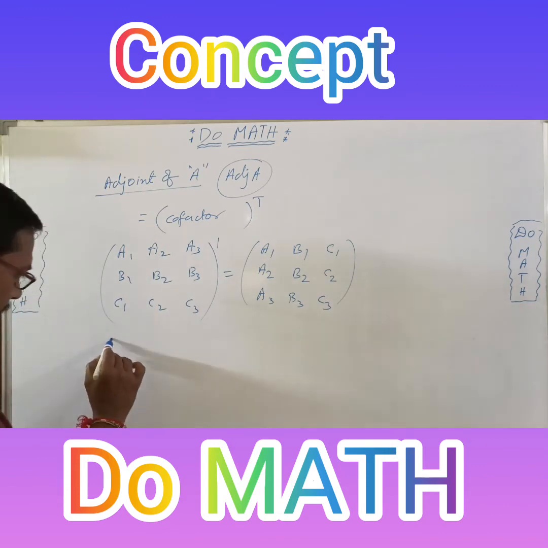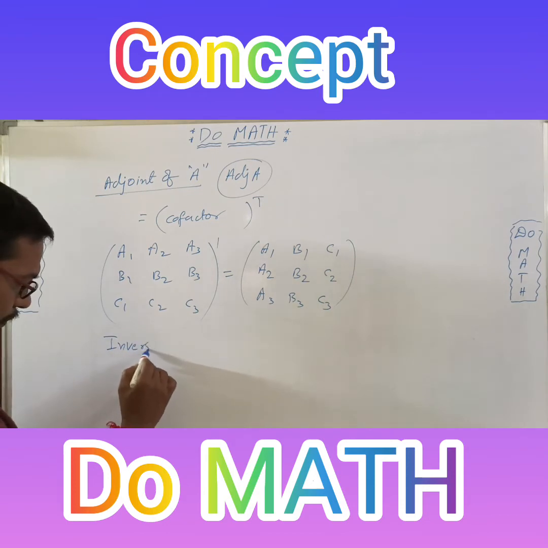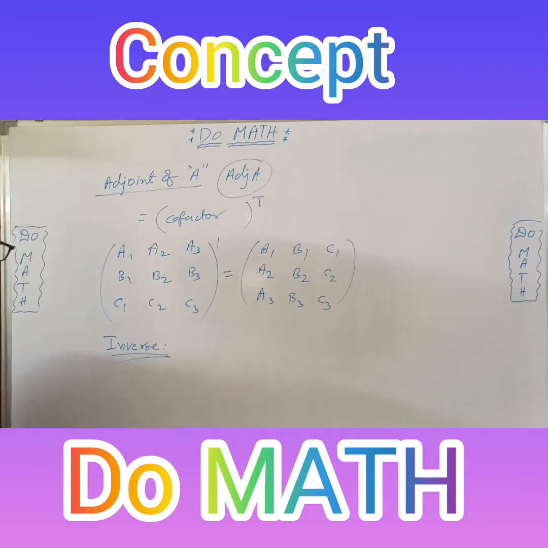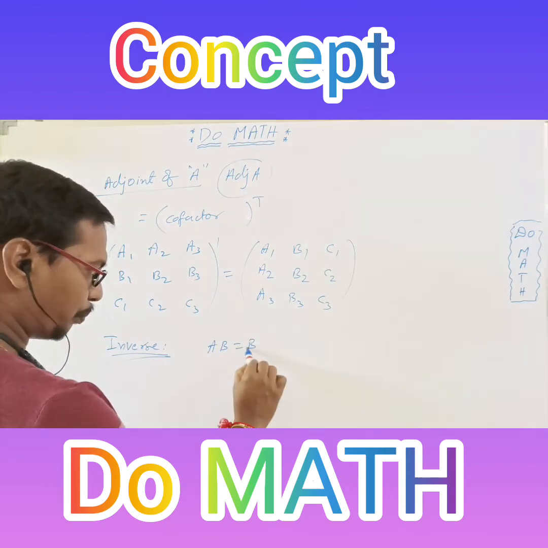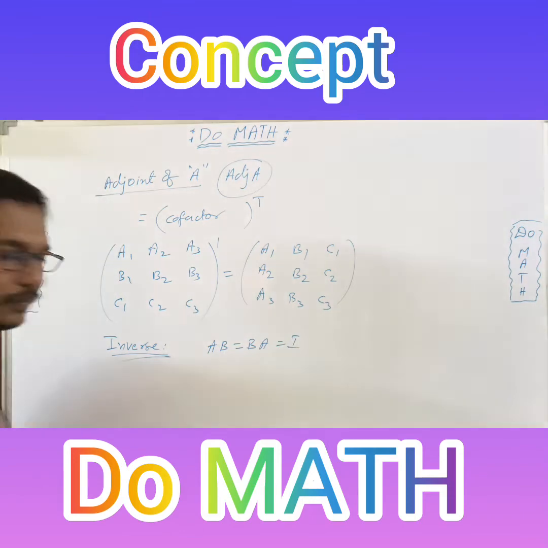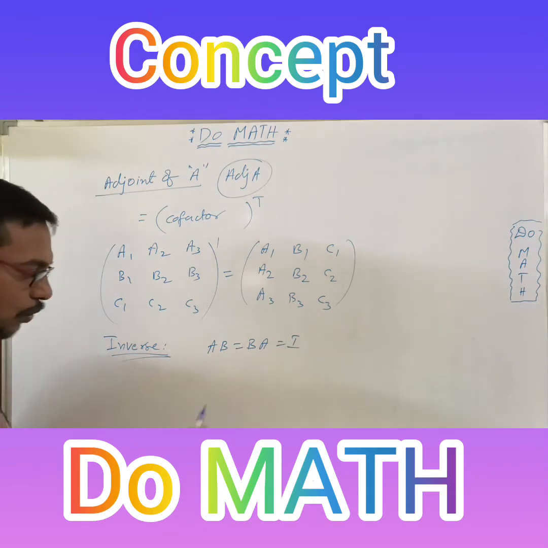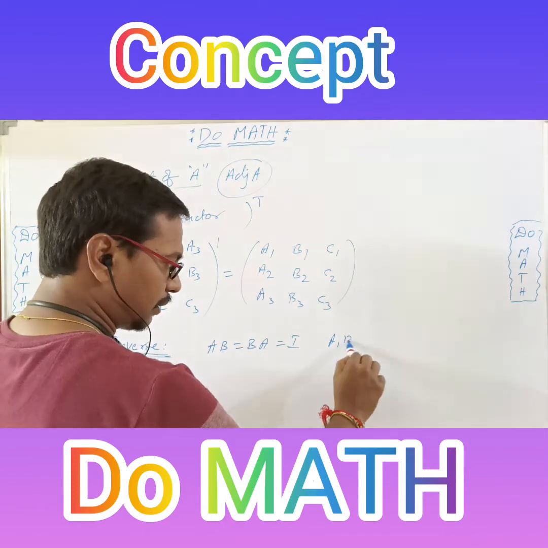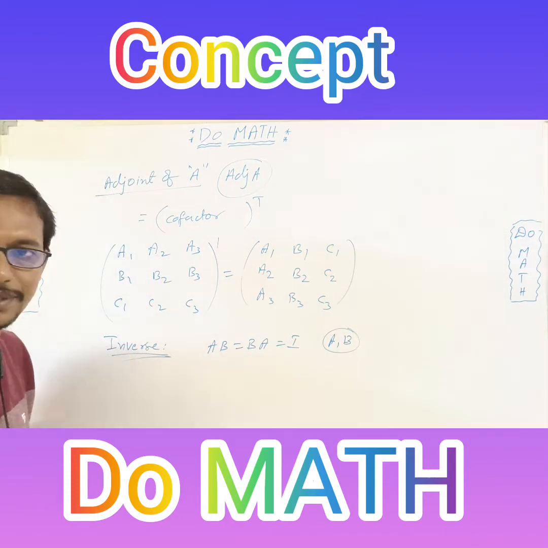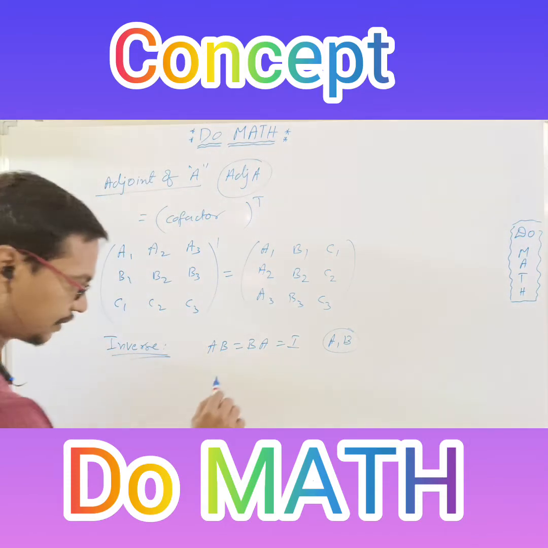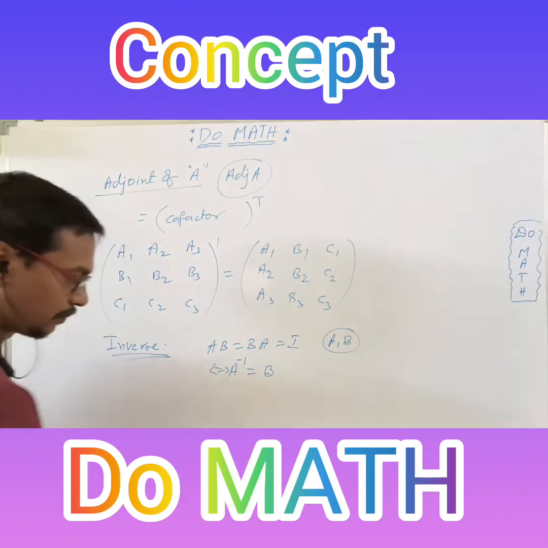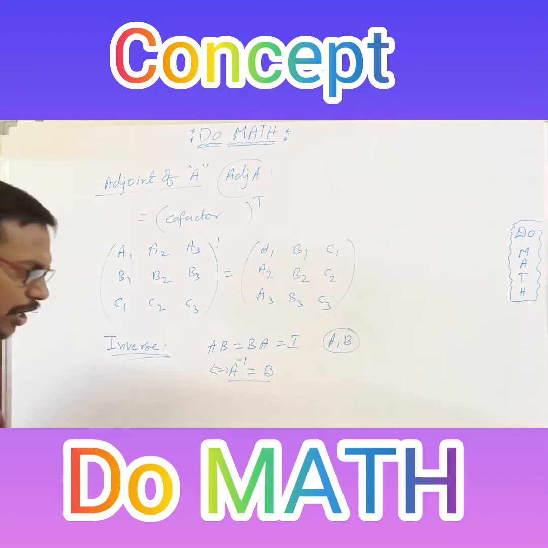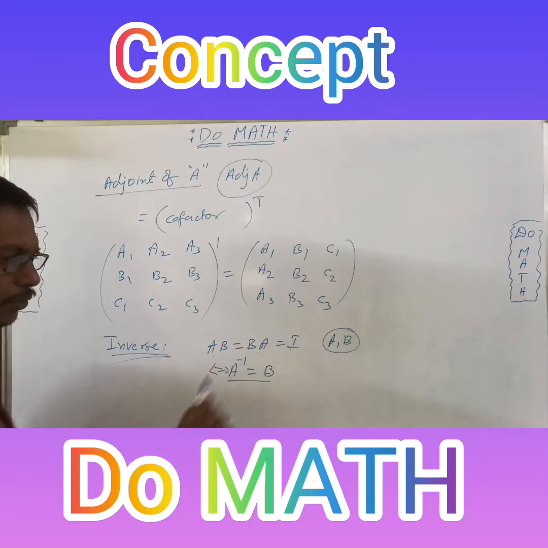And now I can discuss inverse or invertible matrix. So what is inverse? If AB equal to BA equal to I, where A, B are same order square matrices, then we can write A inverse equal to B. So when it is A inverse equal to B, we have AB equal to BA equal to I. So this is the inverse condition.